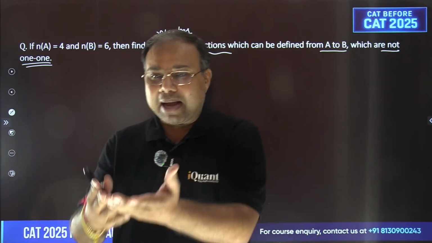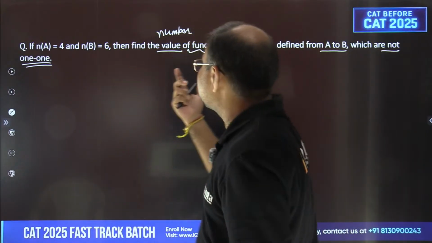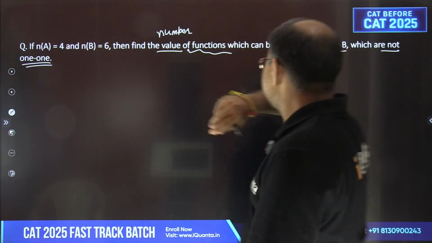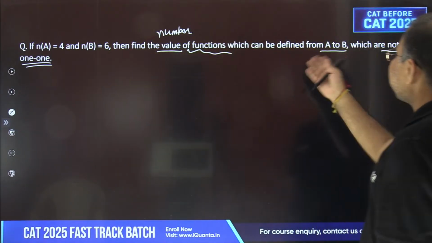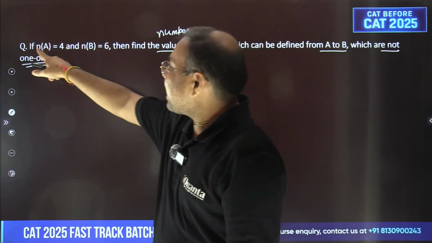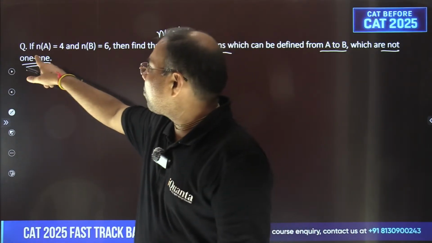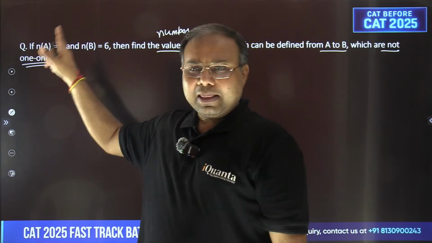So, there are many who honestly do not know the meaning of this. Somebody asked, what is the meaning of function? What is this A to B? What is N(A), N(B)? So let's understand. When I say N of A is 4, by the way, I mentioned it earlier also, it means the number of elements in set A, that is 4.